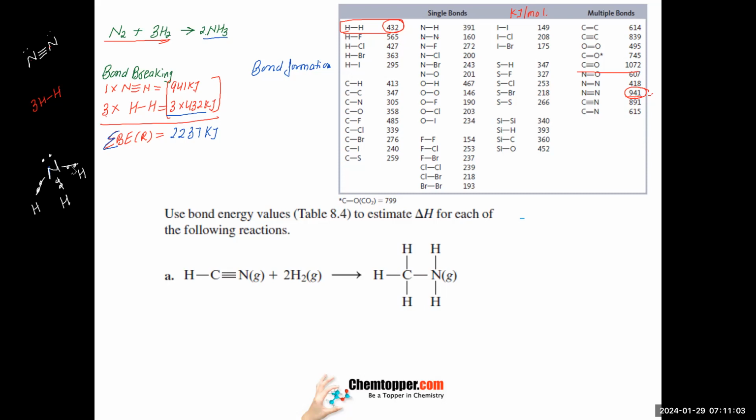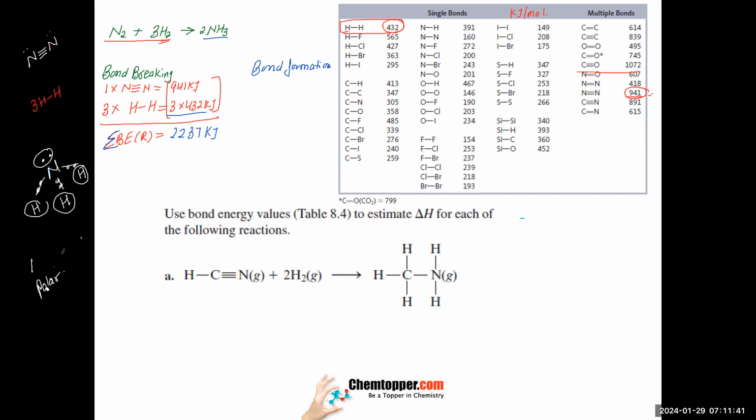How many groups on nitrogen? 1, 2, 3, 4. Electron pair geometry, tetrahedral. Molecular geometry, trigonal pyramidal, because one bond is missing. You remember these things? Is it polar or non-polar? It is polar. Watch the videos. We did plenty of examples. It is polar, right?